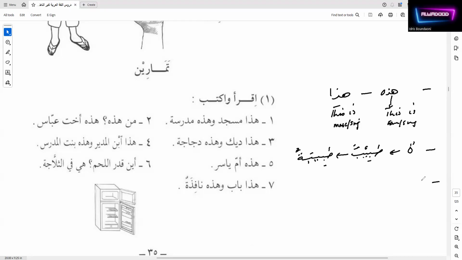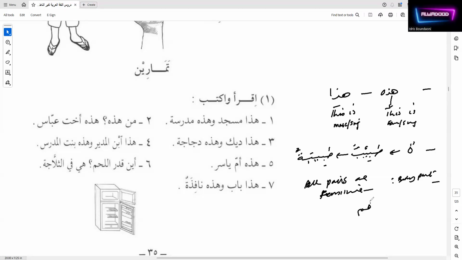And then we also looked at the human body parts, right? And then we said that all pairs are feminine. All pairs are feminine. That is the rule.